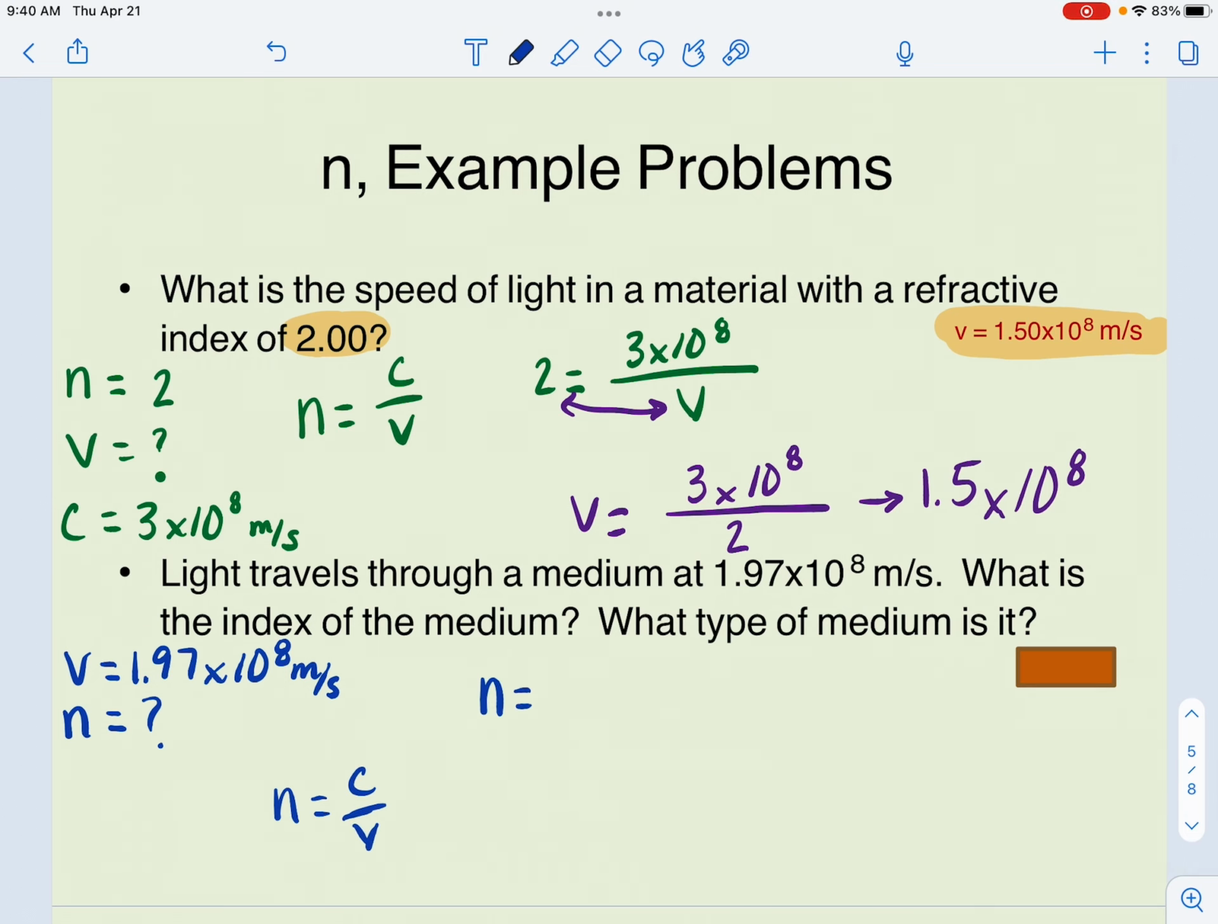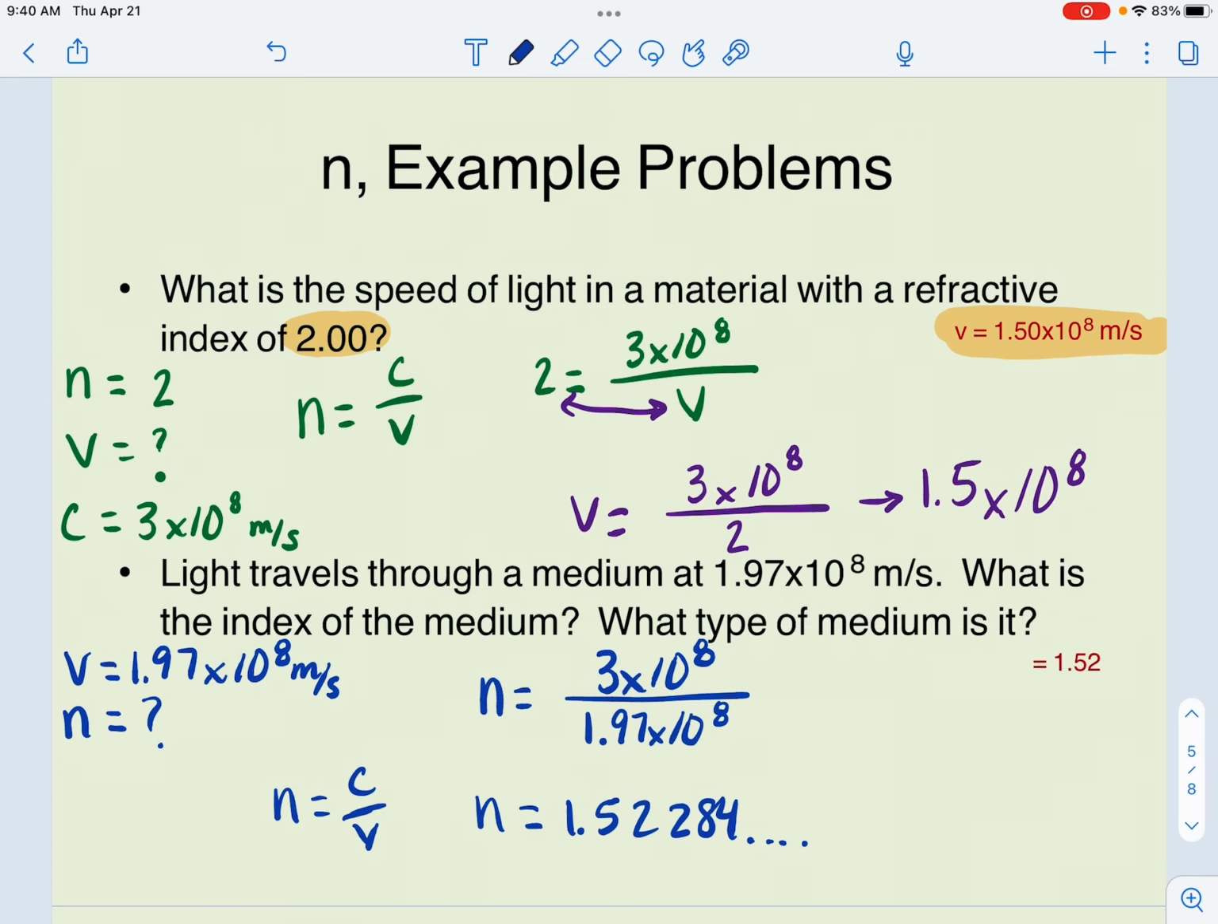So I am going to say n equals 3 times 10 to the 8th over 1.97 times 10 to the 8th. And so when I put that in my calculator, that is going to give me a value of 1.5228 and so on. Okay, so my final answer here, once again, should have 3 significant figures based on what was given to me. And so here I have my final answer written as n equals 1.52.